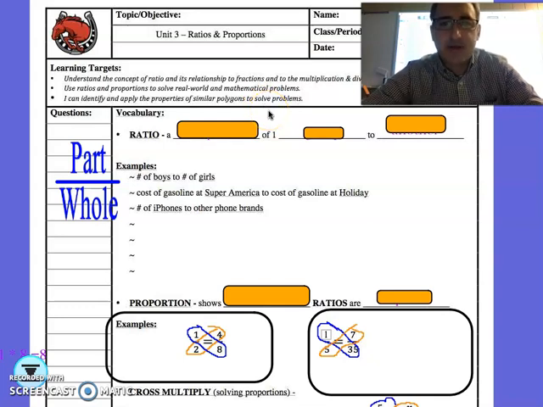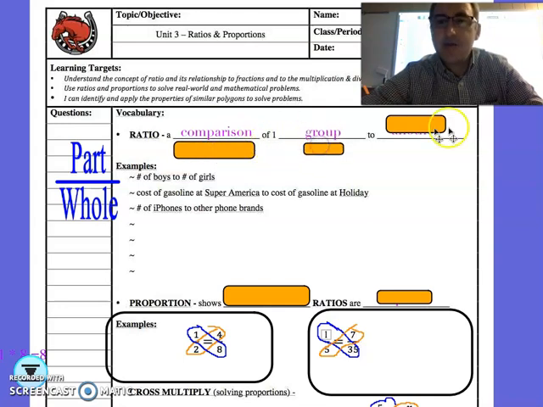So let's get down to some vocab. The word ratio is a comparison. It's a comparison of one group to another group. See the word "to"? That's our division symbol, that fraction bar right there.